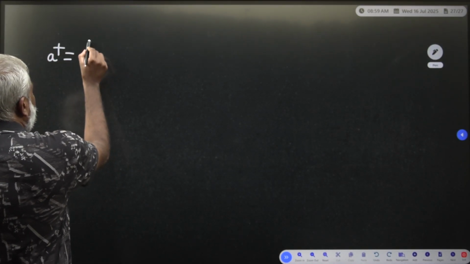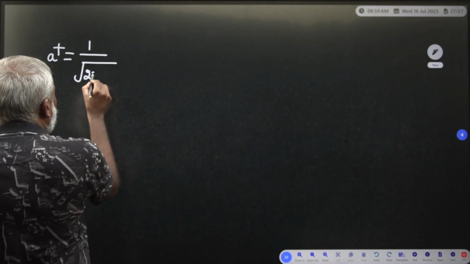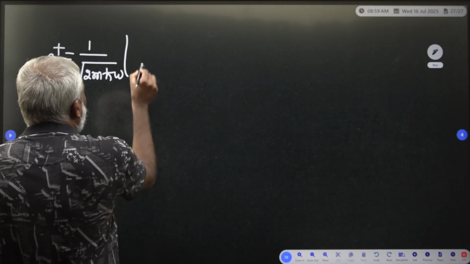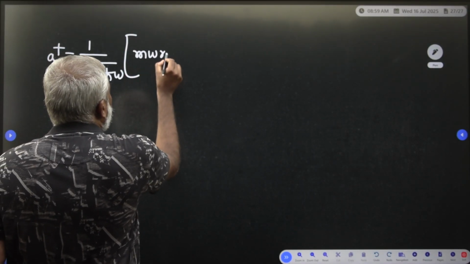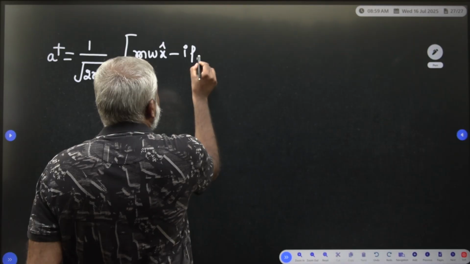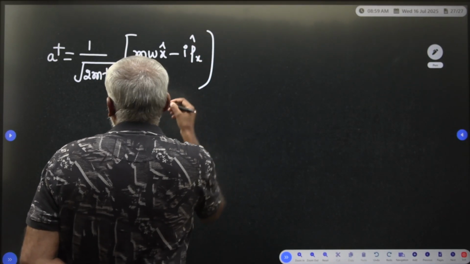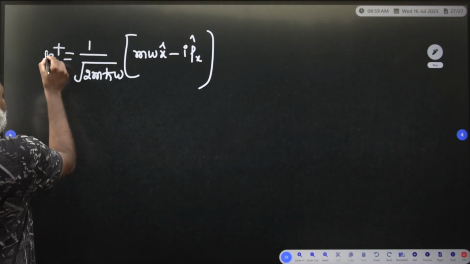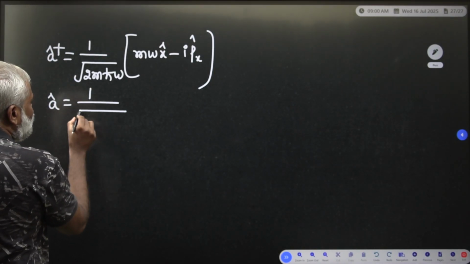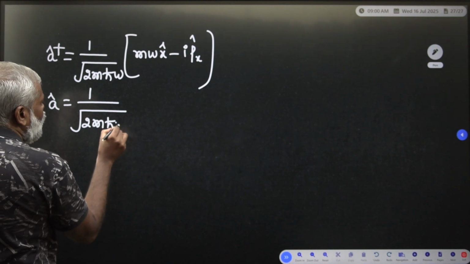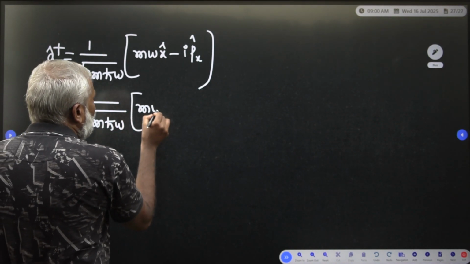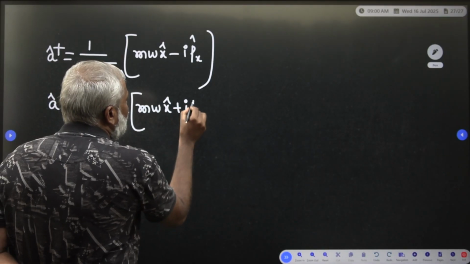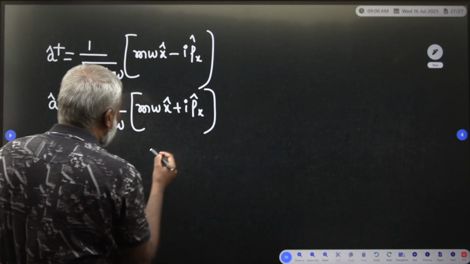Not only that, you have to subtract these two things to get the momentum operator. a dagger is equal to 1 by square root of 2m h cut omega into (m omega x cap minus ip x cap). This is the rising operator. The lowering operator a is equal to 1 by square root of 2m h cut omega into (m omega x cap plus ip x cap). This is the lowering operator.